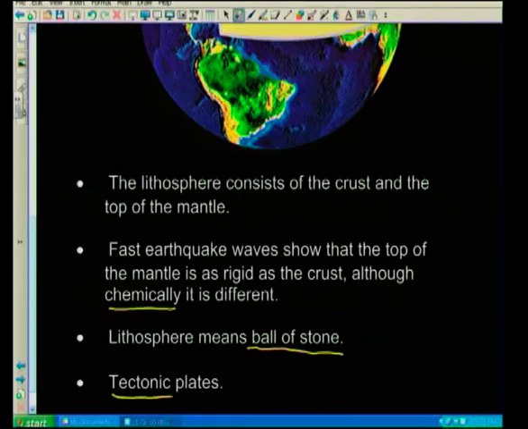Now this stone is made up of various tectonic plates, around about 20 of these plates. Now I'm sure you've heard of earthquakes, you've heard of tsunamis. Now these tectonic plates are in constant movement with each other, but more about that in your geography lesson.